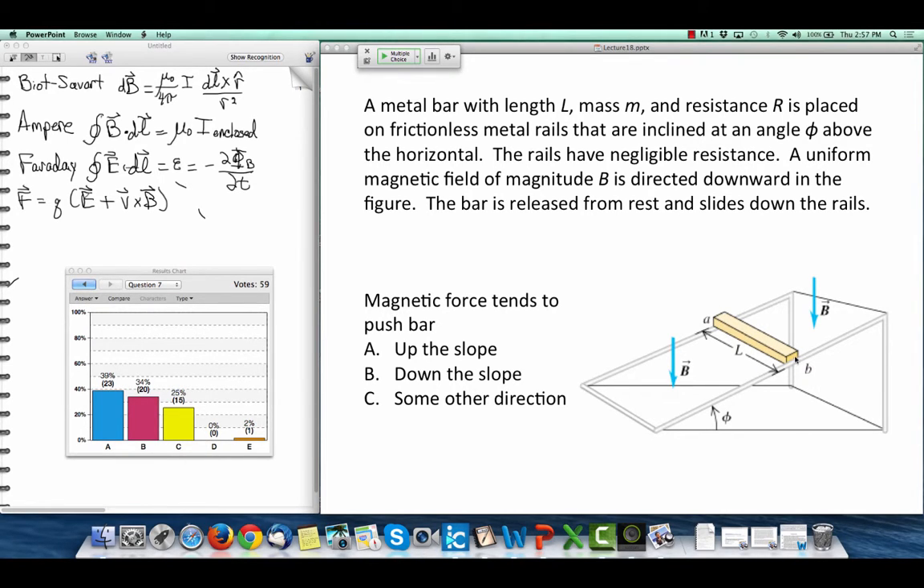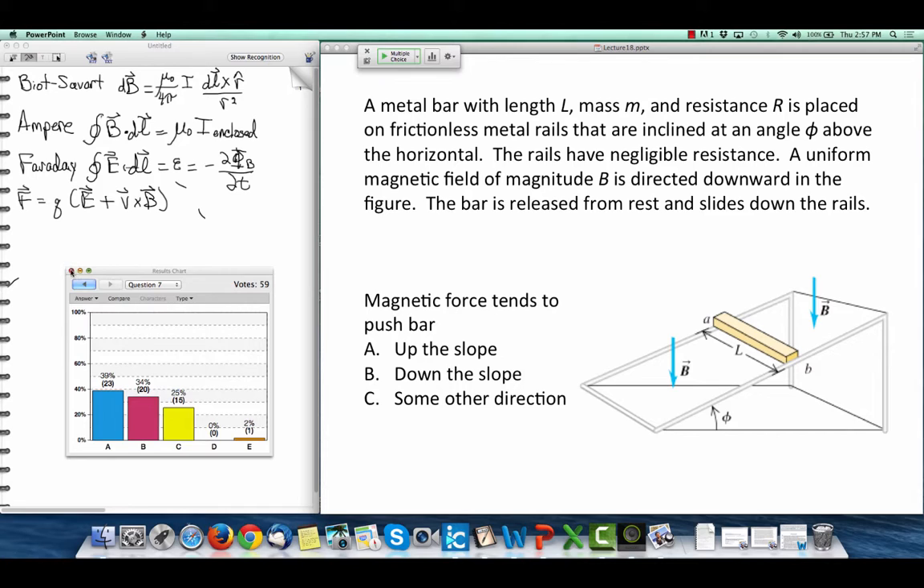And if there's a current from A to B, now I have to do the right-hand rule, and there will be a magnetic force that pushes, well, to the right, but to the right is something trying to push it up the slope. So up the slope is what I was looking for there.